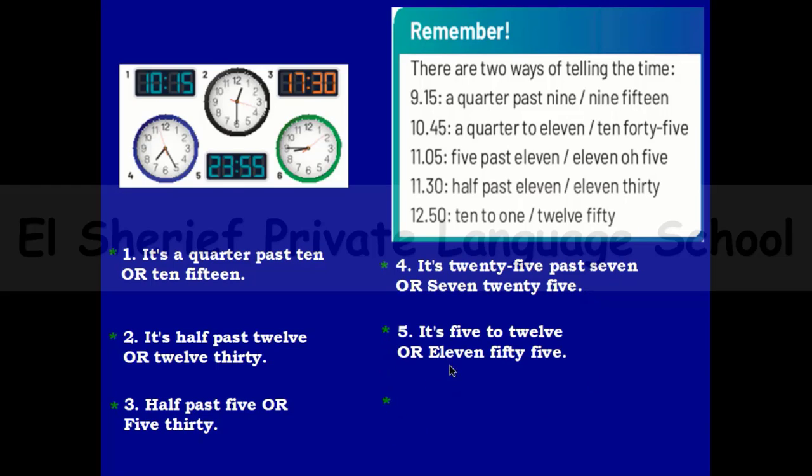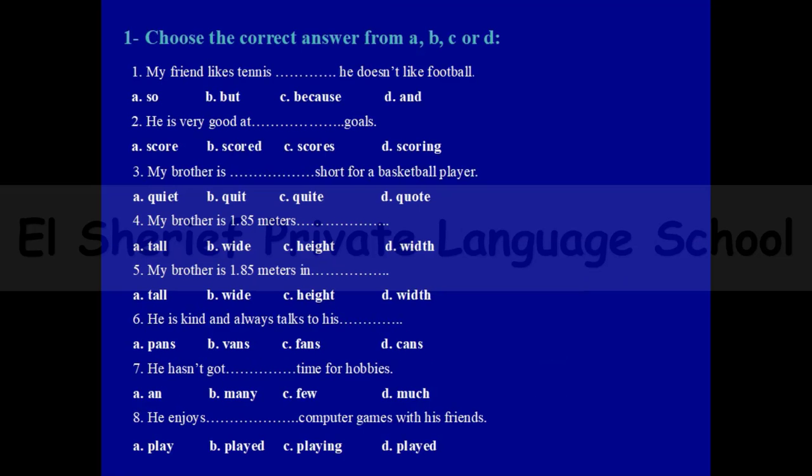Number 5 is 5 to 12 because there is 5 minutes to be 12 o'clock, or 11:55. And the last picture here is number 6. We can say, what time is it here? So number 6, it's 8:45. So please write the answers first and then play the video again and check your answers. And after that part, we can practice what we said before in Unit 2, and we have this exercise.